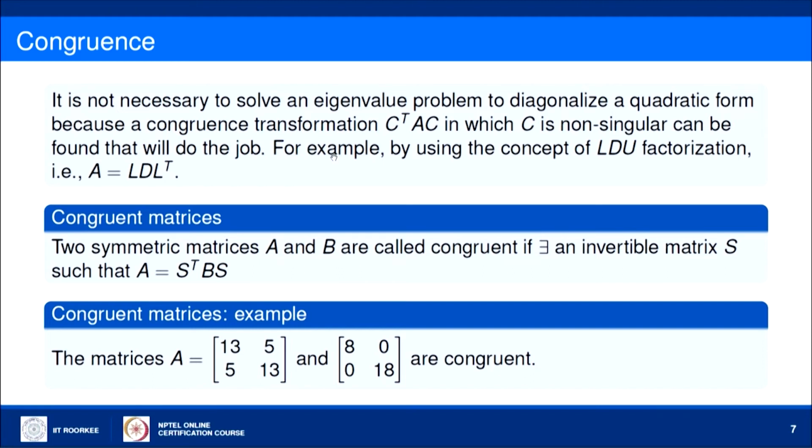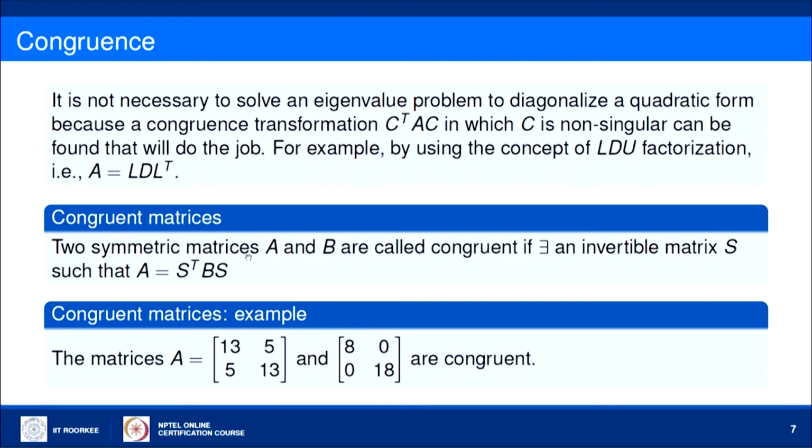For example, by using the LDU factorization, and since here in the quadratic form A is a symmetric matrix, we can always write this matrix U as L transpose. So, I can write A equals L D L transpose, which is a congruence transformation C transpose A C, where L equals C.